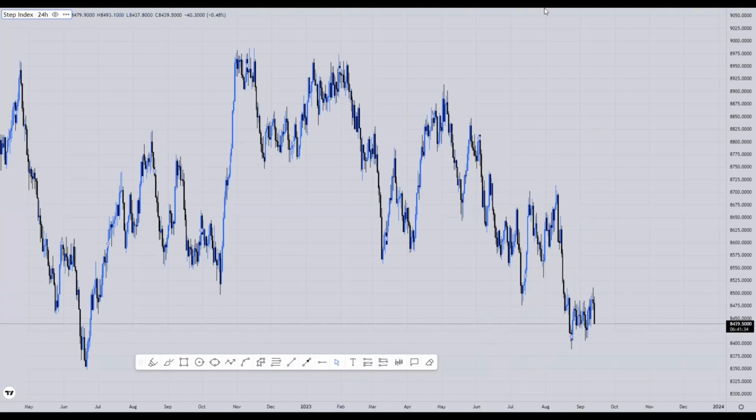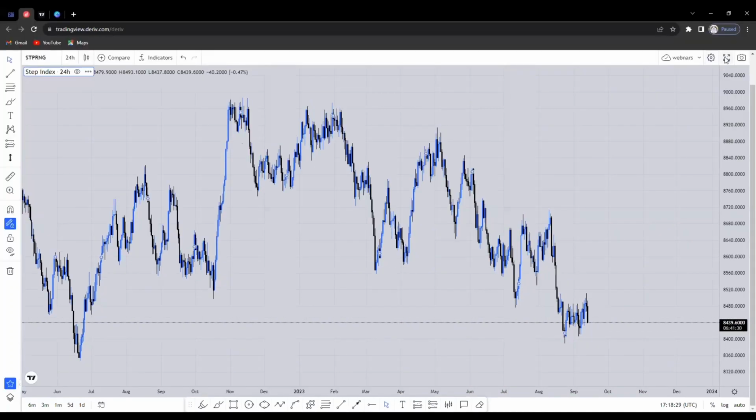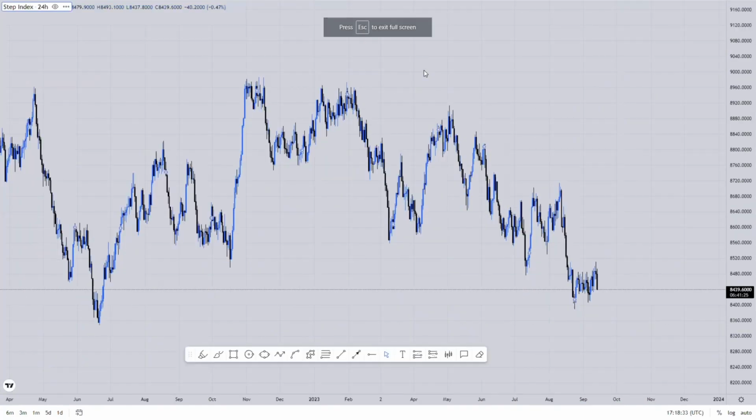So, as I was saying, Step Index, all the zones that I'm going to be marking here, those are the.